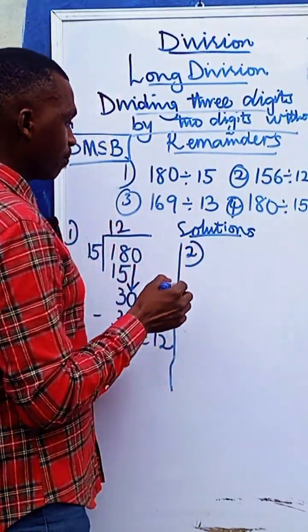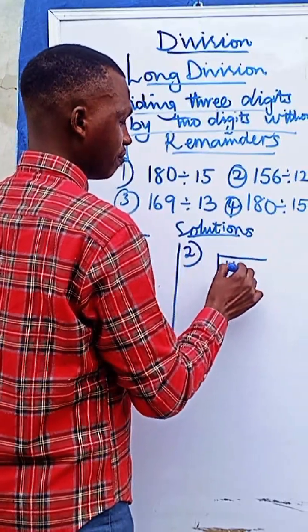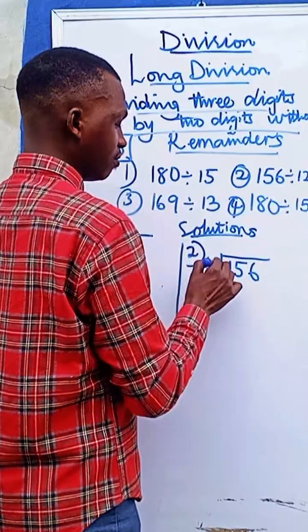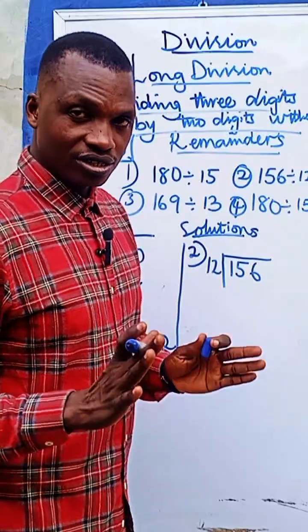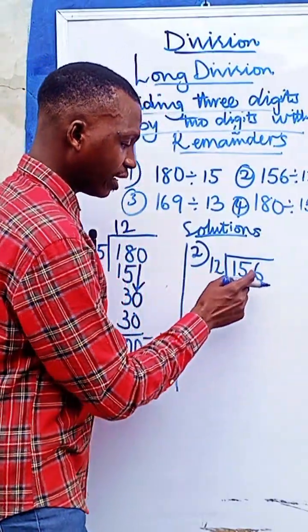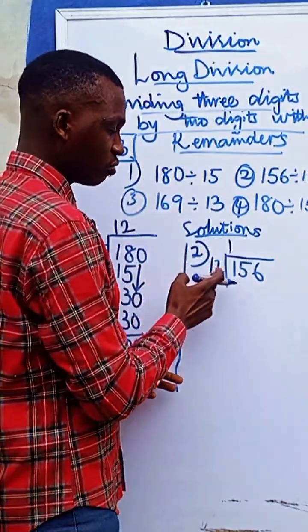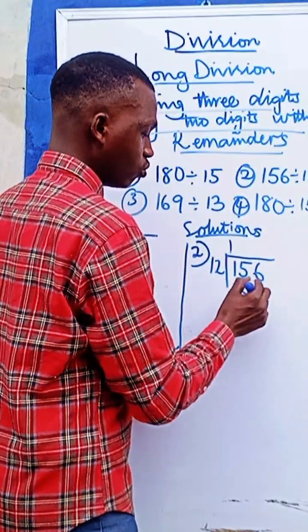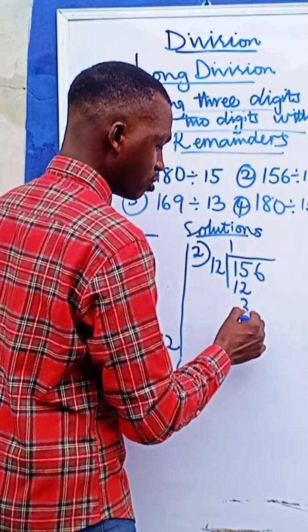Still using DMSB, that is 156 to be divided by 12. Let's follow our DMSB. Easy peasy steps. Now, 12 in 15 can only go once. Then move to multiplication. 12 times 1 is 12. Then you subtract. 15 minus 12 gives us 3.